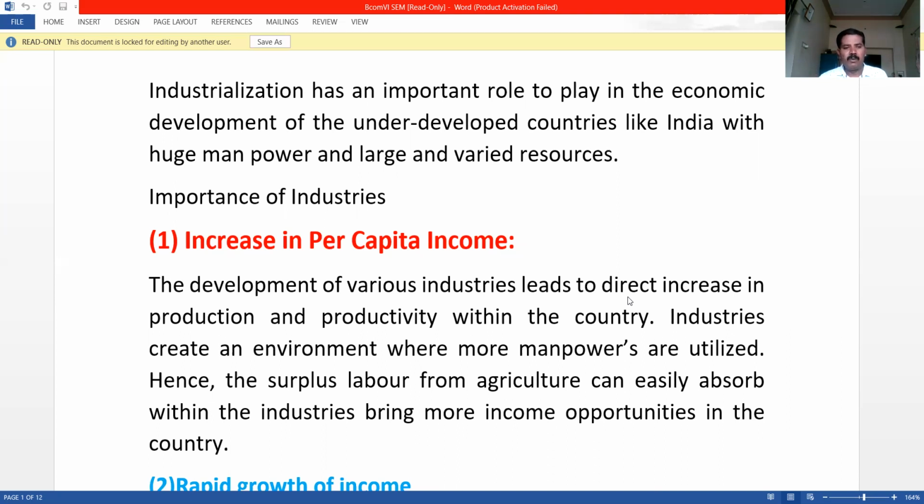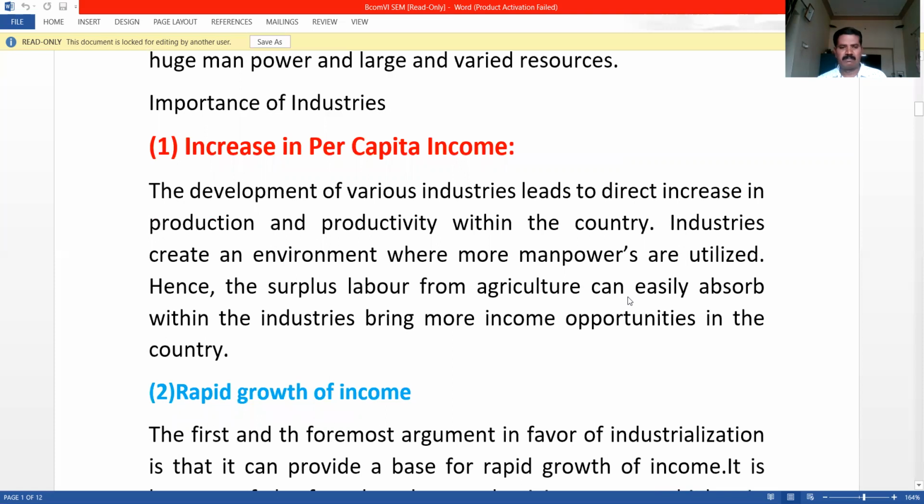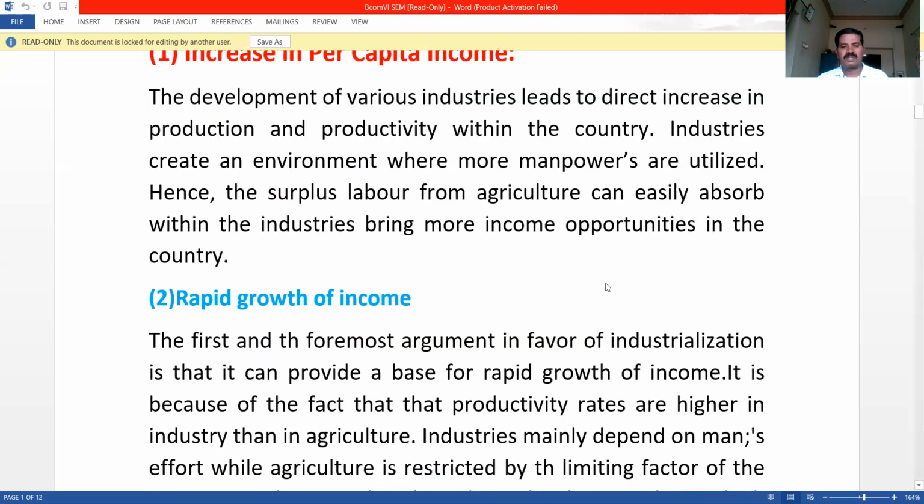But the question is, how important are industries? The first point: increase in per capita income. The development of various industries leads to a direct increase in production and productivity within the country. Industries create an environment where more manpower is utilized. Hence, surplus labor from agriculture can easily be absorbed within industries, bringing more income opportunities in the country. This is the first point on the importance of industries.